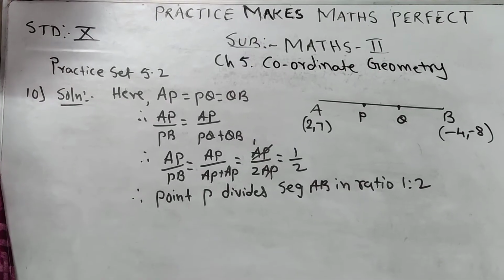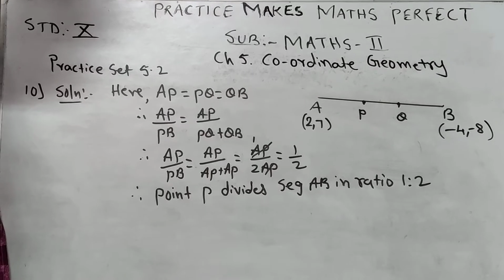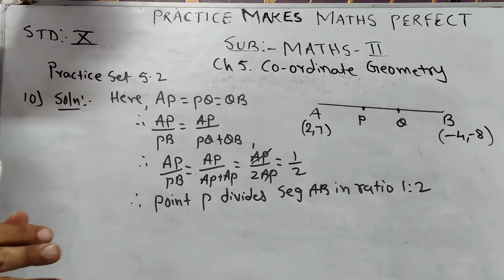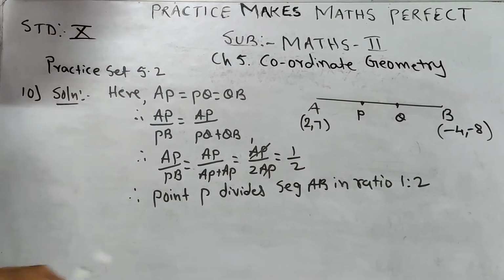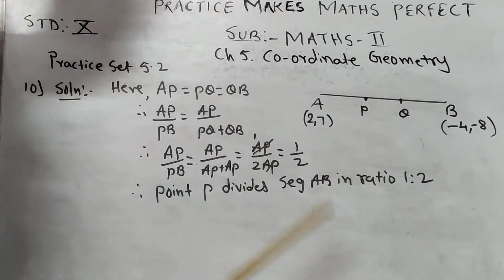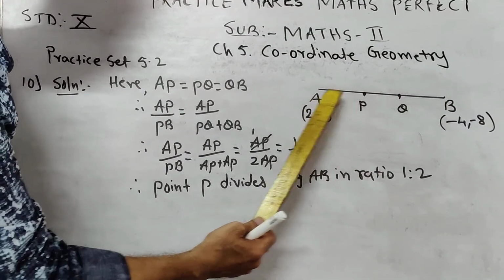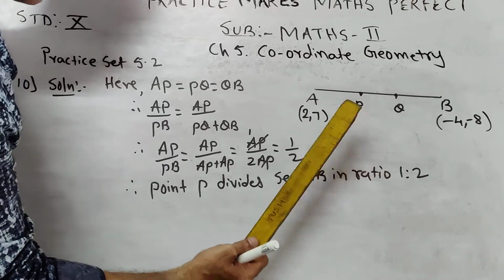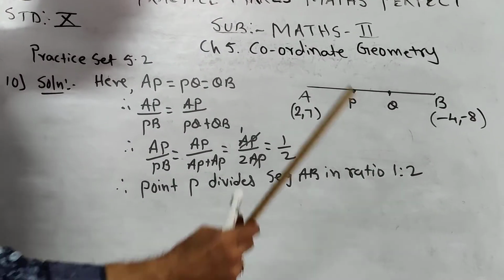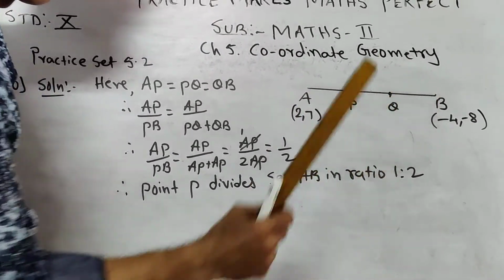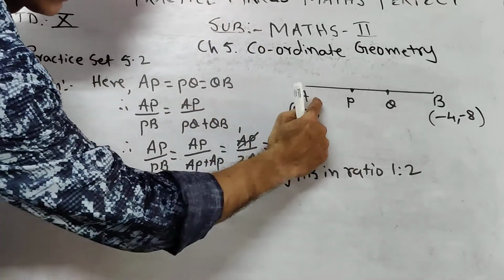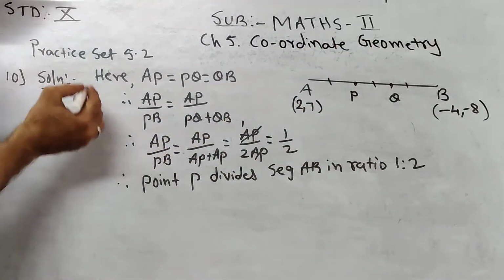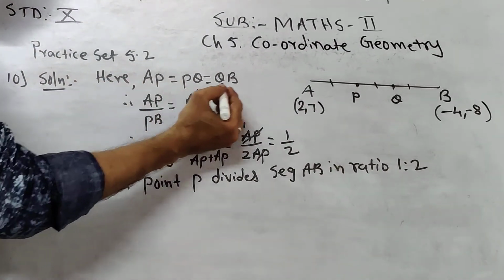Okay, now come to sum number 10. Your sum number 10 is: find the coordinates of the points of trisection of line segment AB. Trisection of line segment AB means line segment AB is divided into 3 equal parts. Tri means 3, so 3 equal parts. This line segment AB is divided. So here AP is equal to PQ is equal to QB.